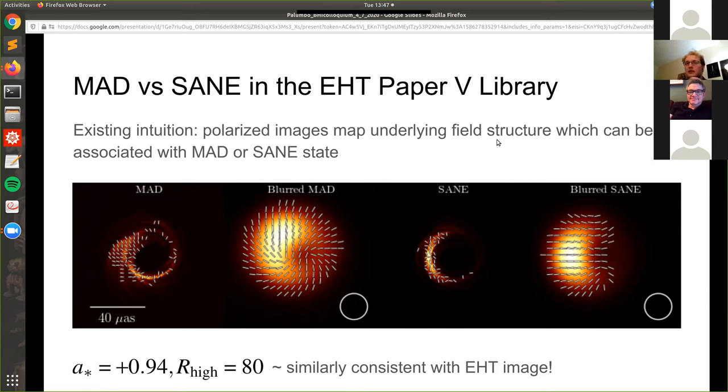I'm showing a couple of simulations here. These are a MAD and a SANE, both of which are totally consistent with the EHT image. The paper 5 analysis, for those who are familiar, would rank these close to equivalently. These are both high spin and prograde, and for those familiar with the Mościbrodzka 2016 prescription for electron heating that is used throughout paper 5, these have an R high of 80. We won't be getting into the nitty gritty of that. But the point is, according to paper 5, these two models are equally consistent. And it would be nice for us to, in a quantifiable way, discuss the differences between them and hopefully discriminate them based on future results.